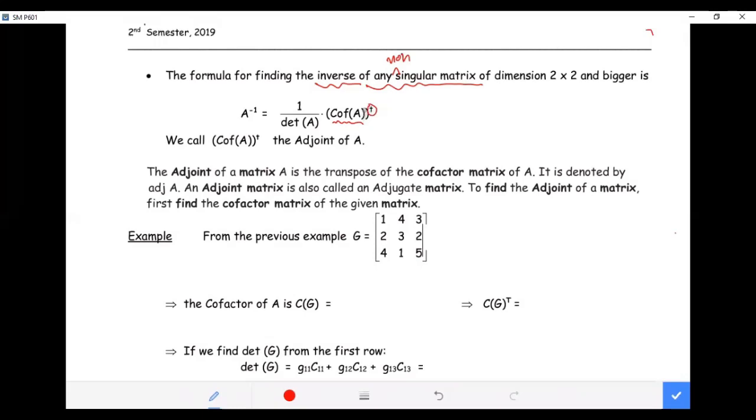If you forget it, it's okay because I'm going to help you. I'm going to do it with you one more time. This cofactor matrix of A transposed, we call the adjoint matrix of A. So I'll read this again: A inverse is 1 over det A times the adjoint A. Okay, so you get it now.